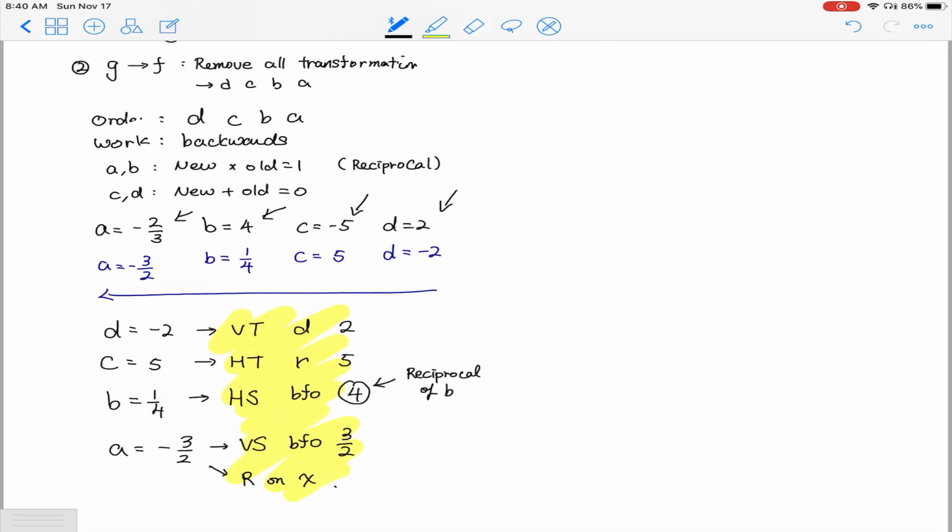So the key here is very simple: reverse the order, with the reverse transformations. As long as you follow these, it shouldn't be a problem, okay?